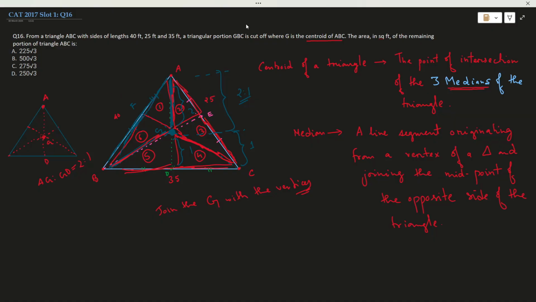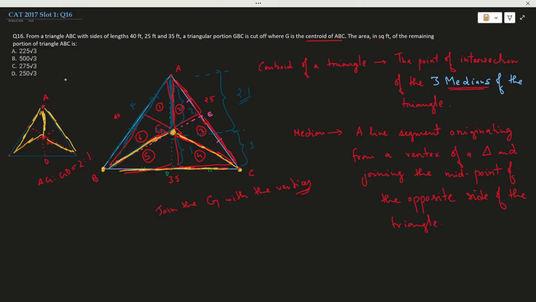So we have a triangle whose sides are given and a triangular portion GBC is cut out. So this is G, right? This is G. Yeah, this is G, this is B, this is C. So I am removing GBC. I'm removing this part. That means I will be left with the other 2 sides, right? I will be left with these 2 sides.